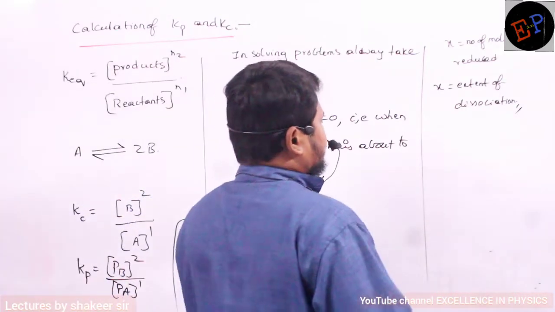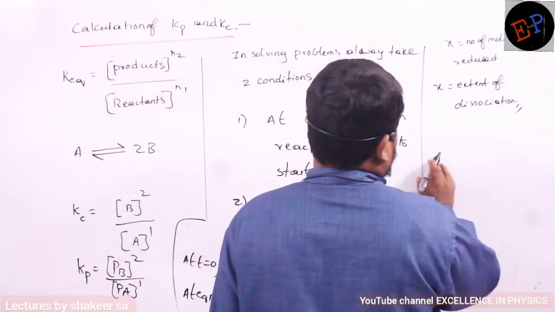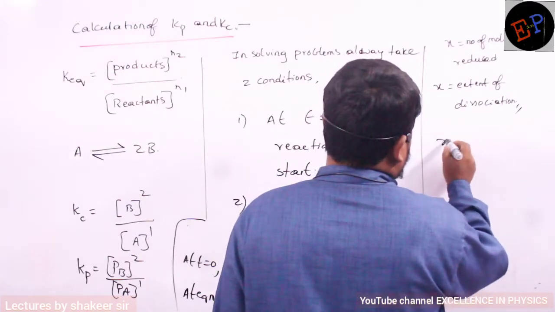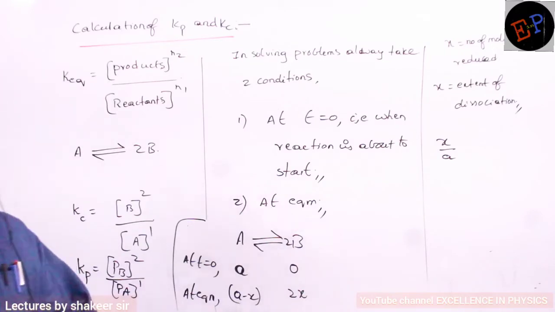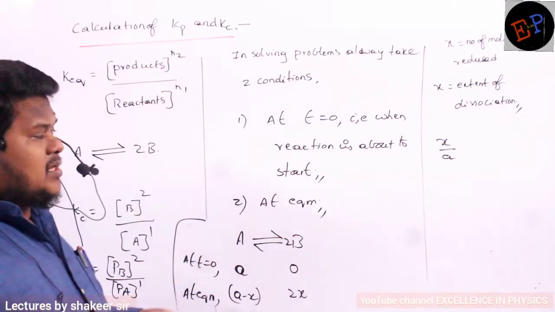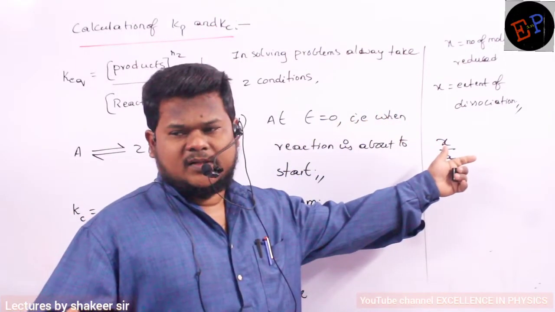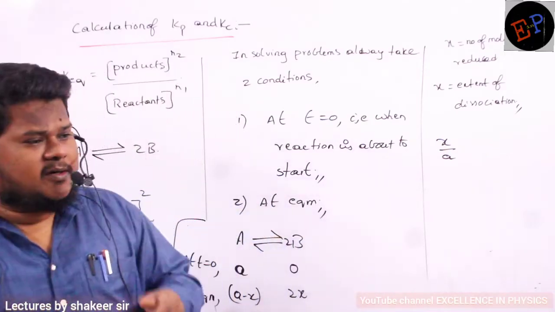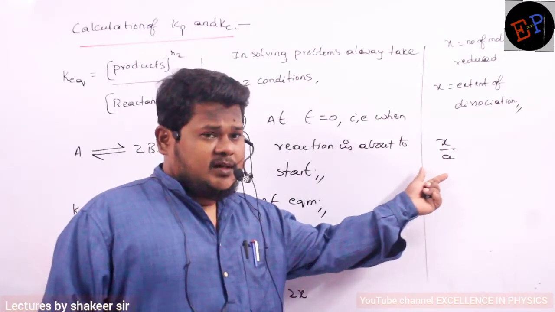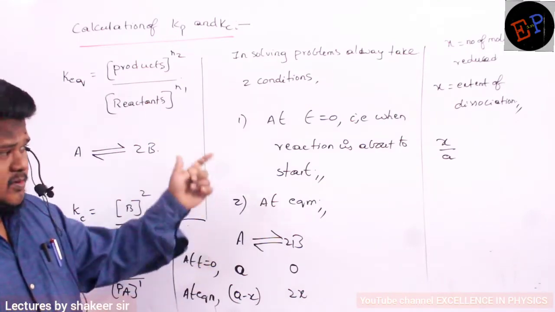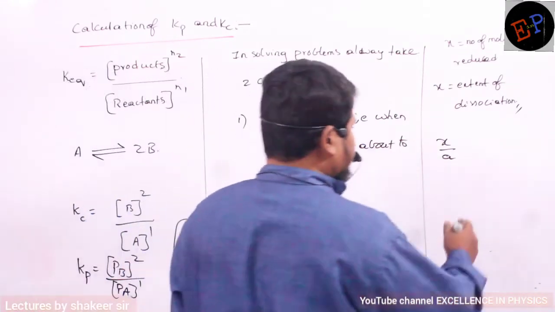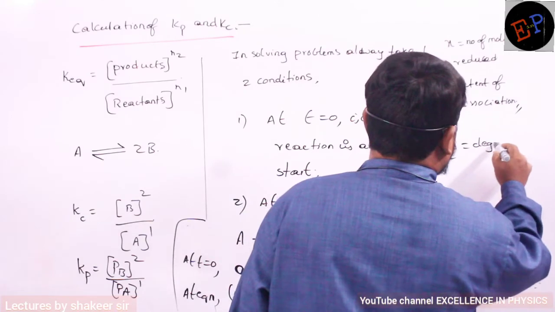So therefore, if I take the ratio X by A, can you say what is the meaning of this? X is the number of moles which have reduced or converted into products. A means the initial number of moles, at time t equal to 0. So X by A will give the degree of dissociation.